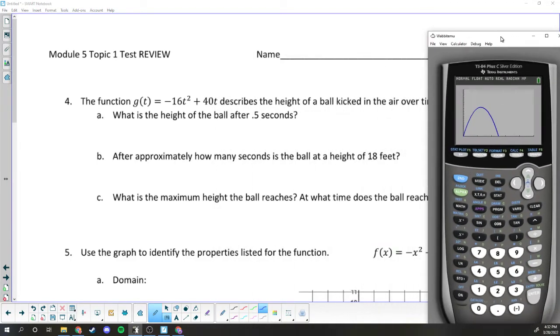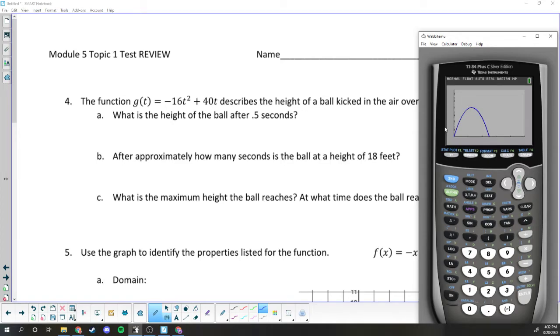We have to answer 3 questions using this graph. Okay. But they can all be solved in the second trace, which is calc. Okay. Super important in this menu. This first one asks us, what's the height of the ball after 0.5 seconds? Well, you could solve this algebraically by plugging in 0.5 for t and just evaluating it. But I'm going to show you a little trick.